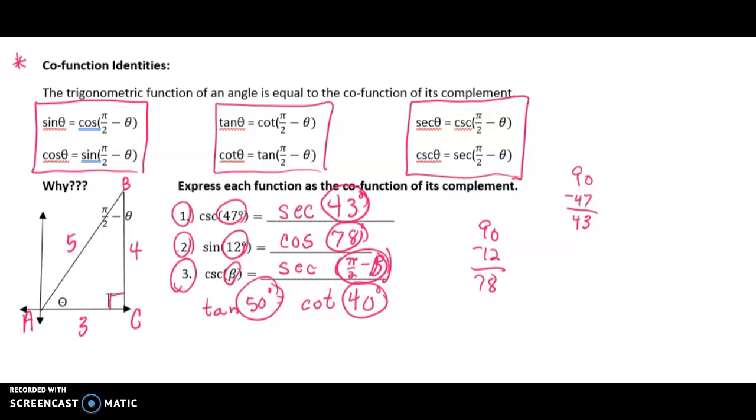And one more thing, there is a worksheet that we started yesterday, and we will continue on that worksheet with the cofunction identities.